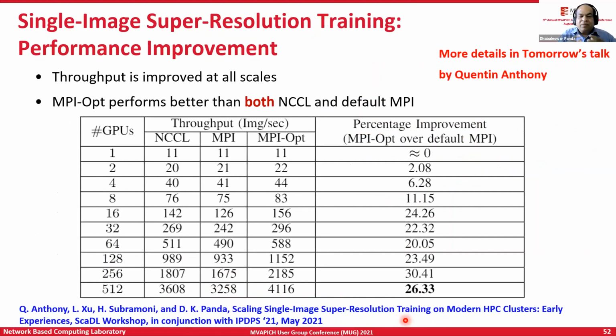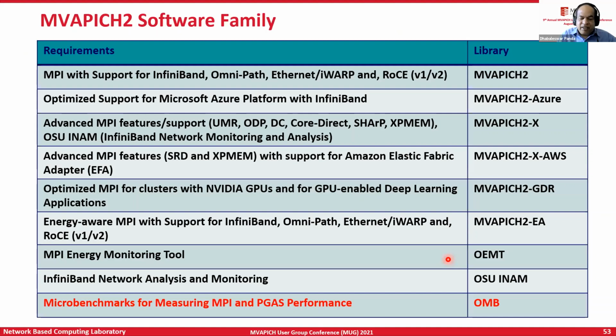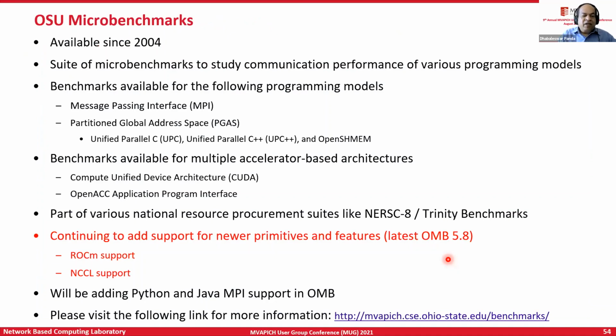Then as DL training is moving into super resolution, where you have a single image but you want to do the training with a very high resolution, in this context we have a paper we presented at IPDPS. Here again you can see the throughput, the basic NCCL solution versus basic MPI, and we have done some optimization to our MPI library, and through that you can get even 26% improvement. So Quentin will also be presenting these details in tomorrow's talk, and then this support will be available in the future MVAPICH.